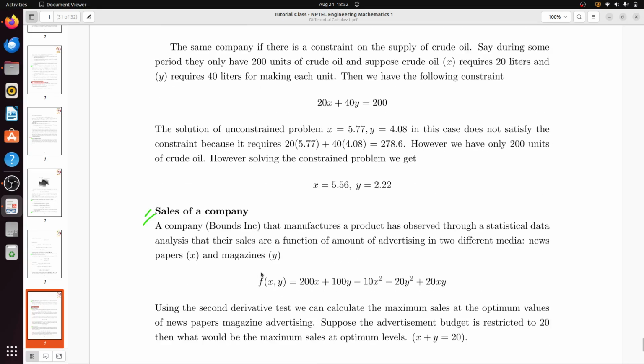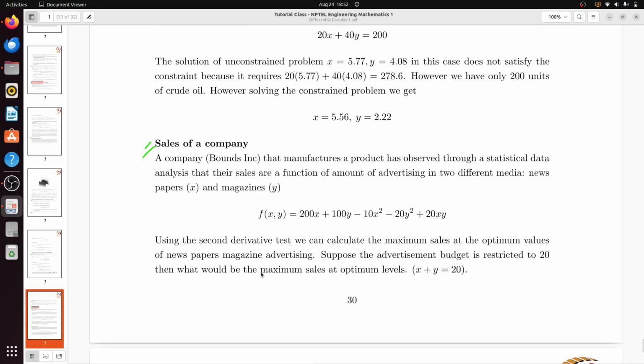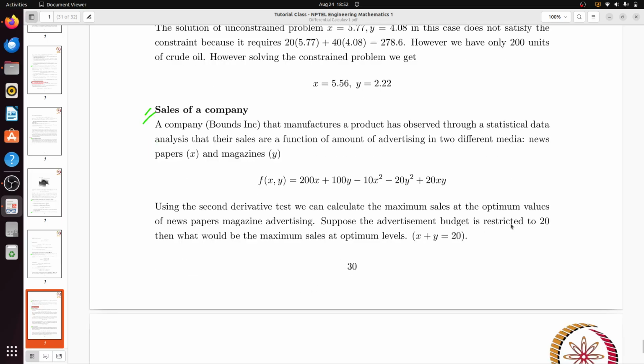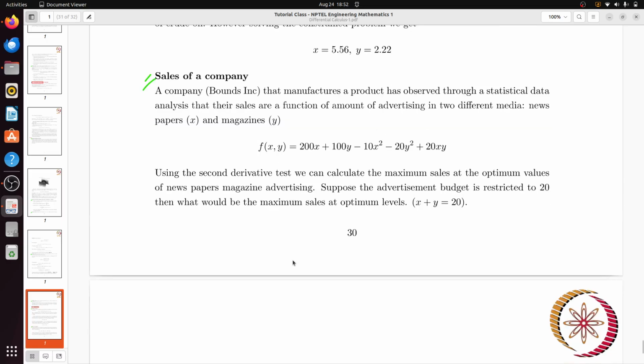Yes sir. Okay, so the sales of a company. A company that manufactures a product has observed through statistical data analysis that its sales are a function of the amount of advertising in two different media, newspapers and magazines. So this is your f(x,y). Using the second derivative test you can calculate the maximum sales at the optimum values of newspaper and magazine advertising. Suppose the advertisement budget is restricted to 20, then what would be the maximum sales at optimum levels? x plus y equal to 20. Once again Lagrange's multiplier method.